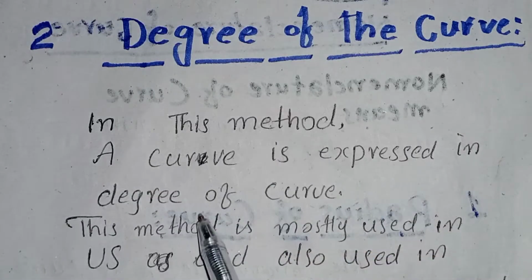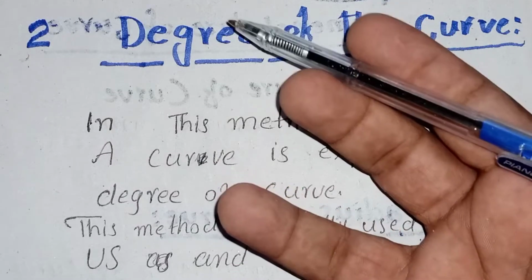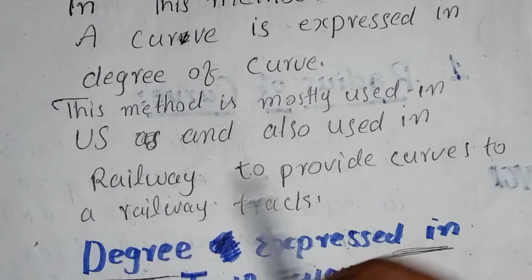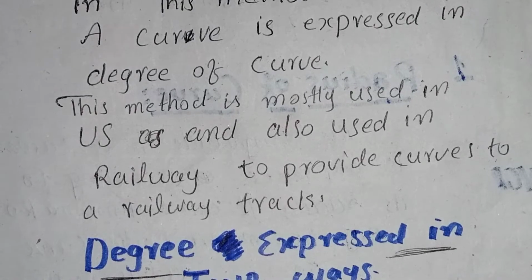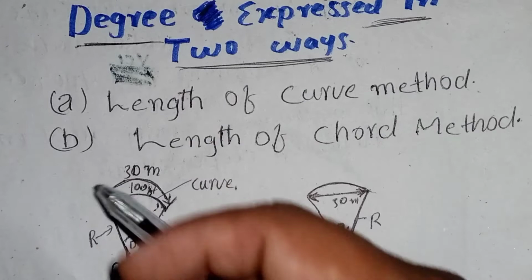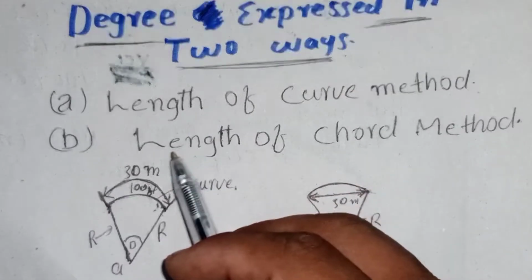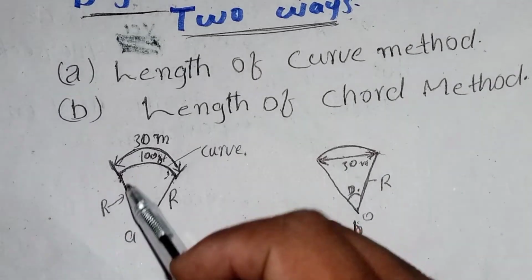In this method, a curve is expressed in degree of curve, which means that if the magnitude of the curve is expressed according to degree, then that curve will be called degree of the curve. This method is mostly used in the US and also used in railways to provide curves to a railway track. Degree of curve can be expressed in two ways. Number first, length of curve method, number second, length of chord method.